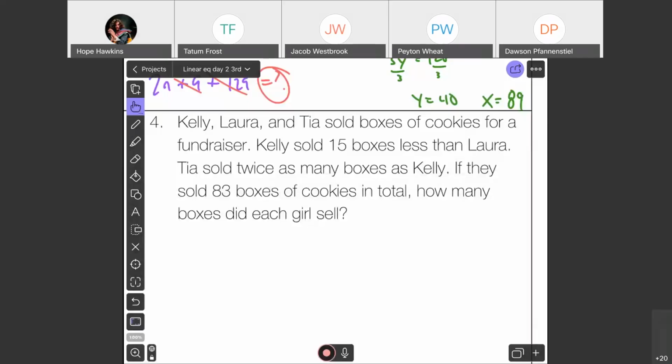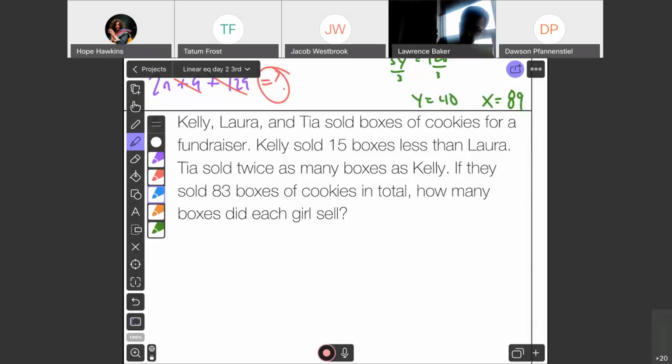Laura or Tia sold. There's three variables. Yeah, the three things we don't know, right? We need to figure out what's Kelly's deal, what's Laura's deal, and what Tia sold, right? I hope that's a good way to say that.